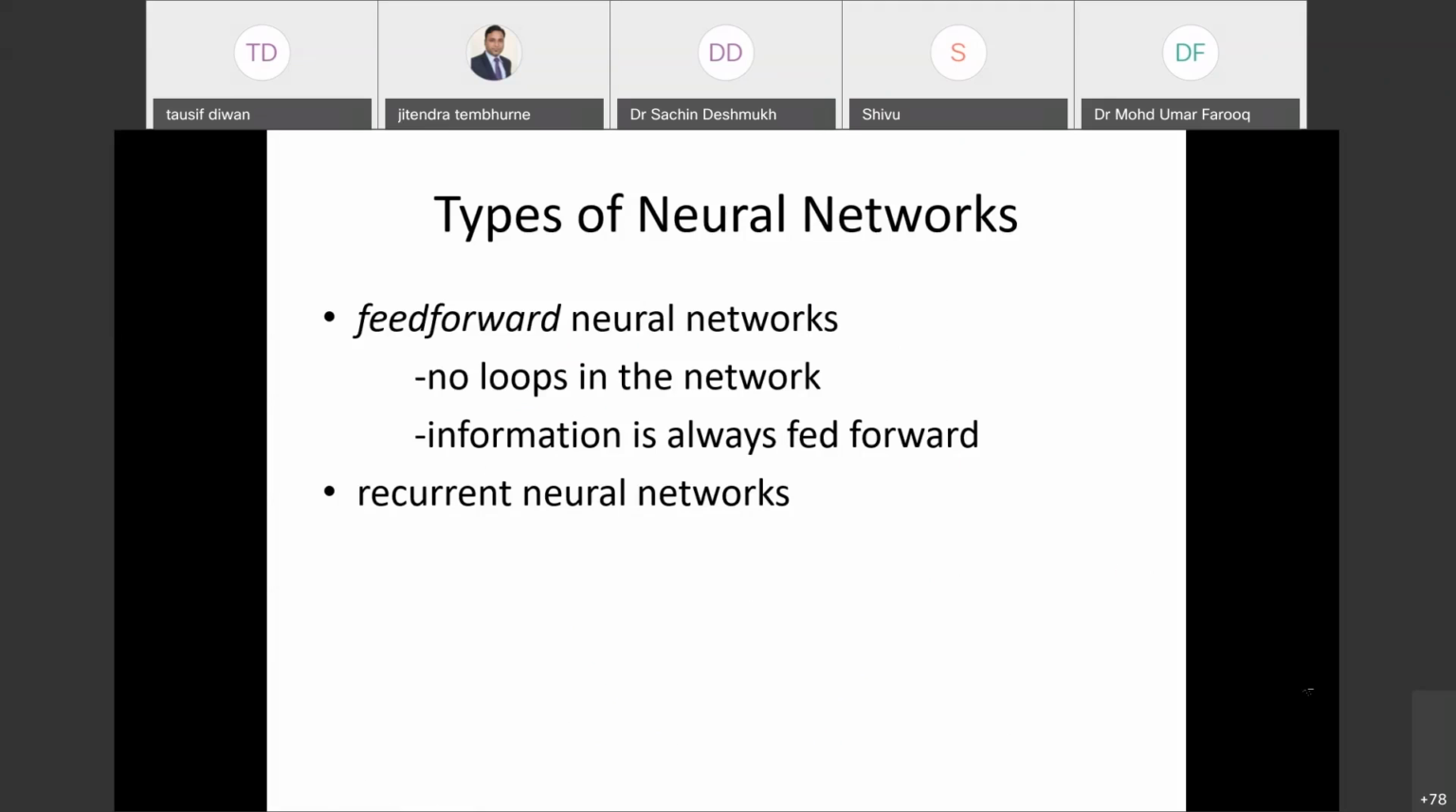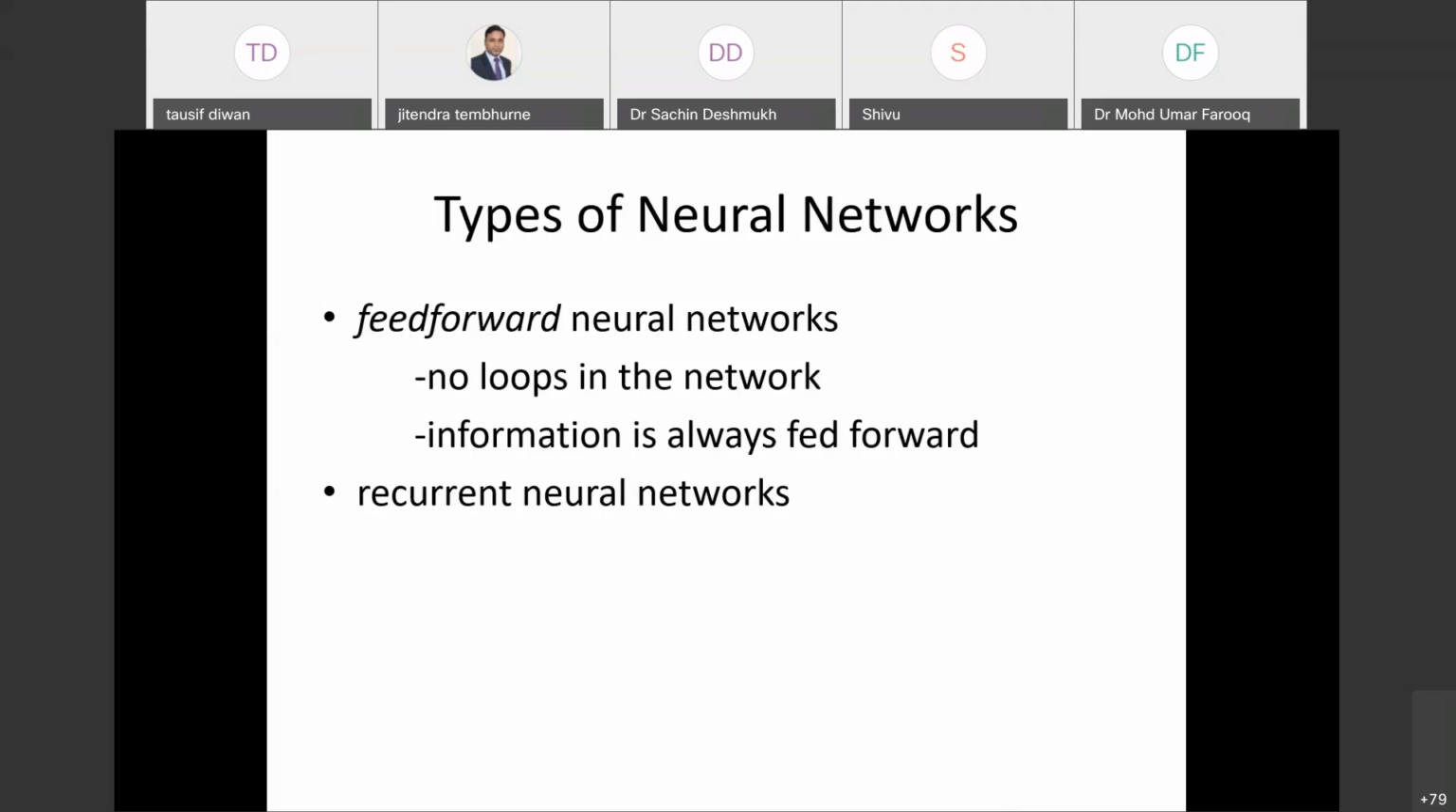We will see one example in which the things will get clear. Okay, so basically there are 2 types of neural network: feed forward neural network and recurrent neural network. In feed forward neural network, the information is propagated in only a single direction, meaning the information is always fed forward. No self loop, no information is back propagated to the previous cell. So that is the feed forward neural network.